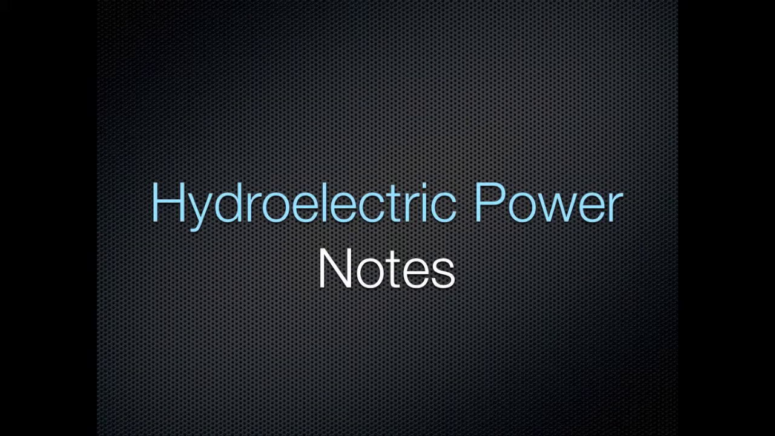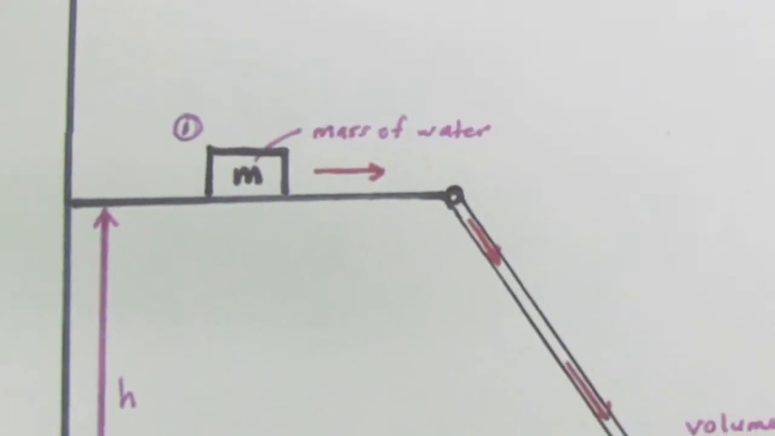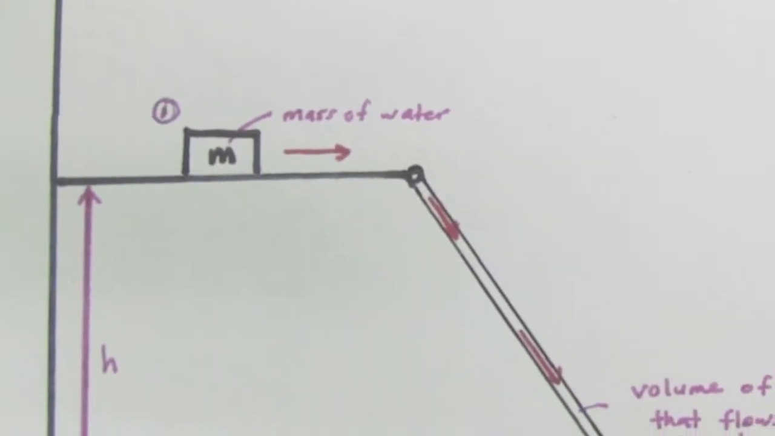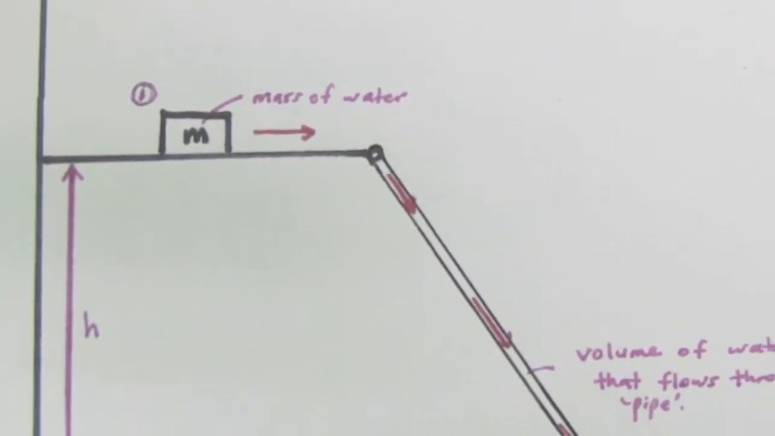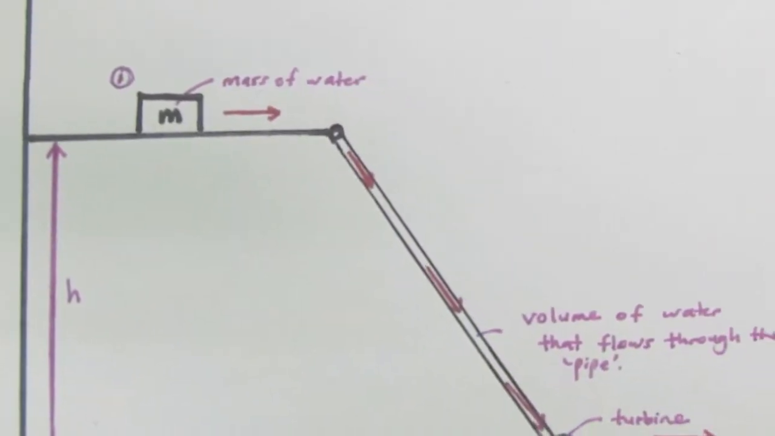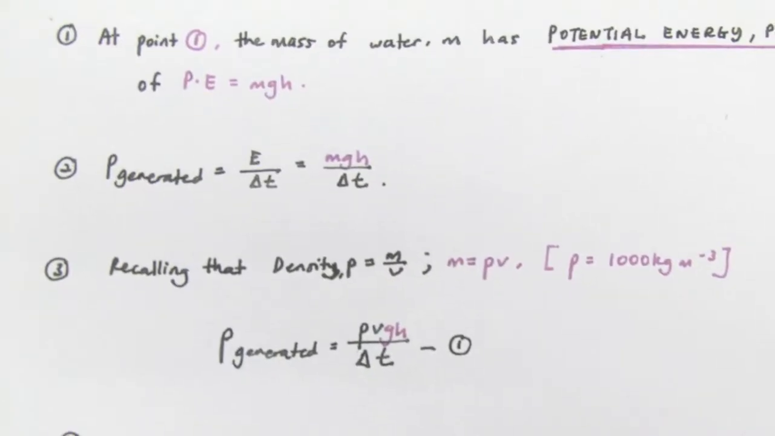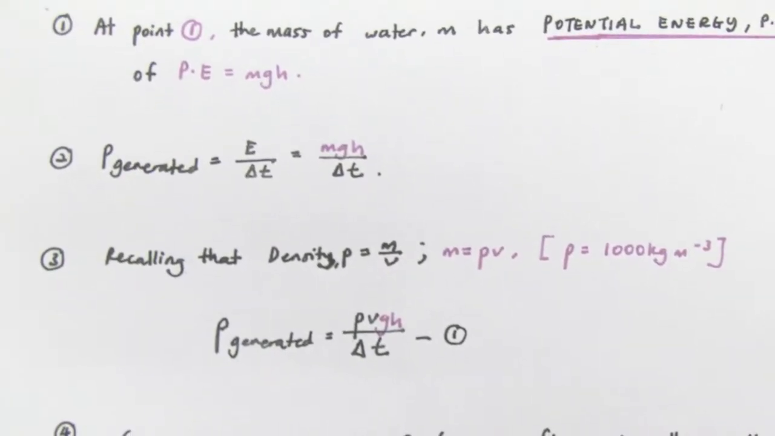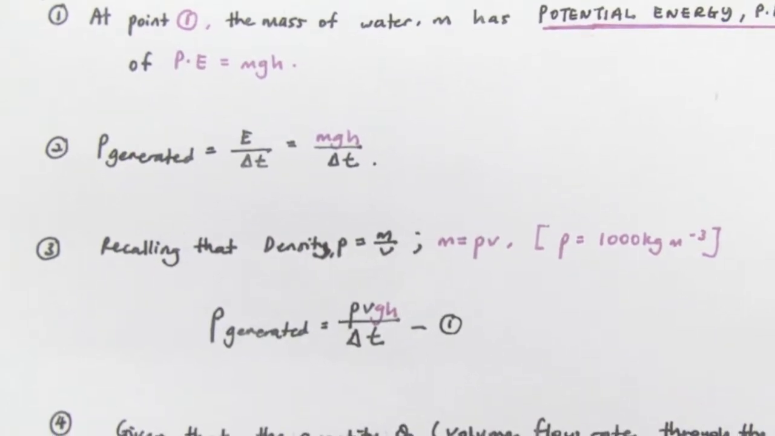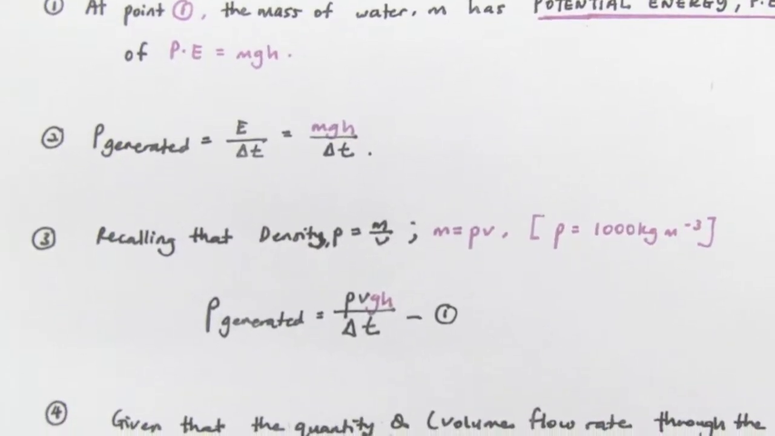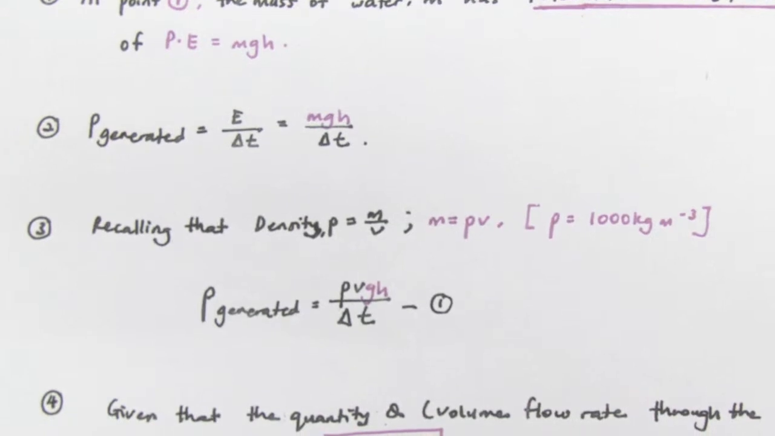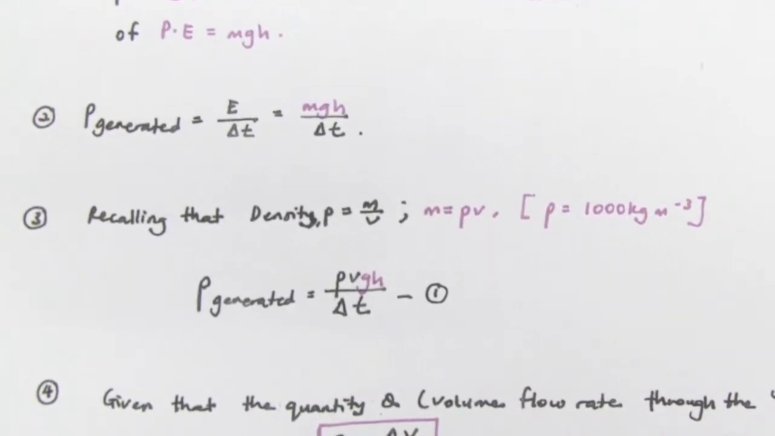Now let's take a look at my hydroelectric notes. We can see that there's a mass of water at a certain height and it's going to flow into a narrow pipe to drive the turbine at the bottom. So at point 1 in the diagram, the mass has potential energy. PE, as we know, is equal to mgh, where m is the mass of the water, g is the gravitational acceleration of the earth, and h is the height the mass of the water is from the ground.